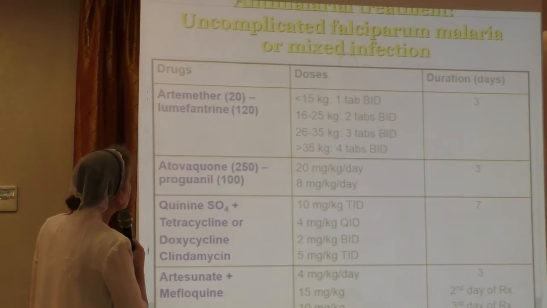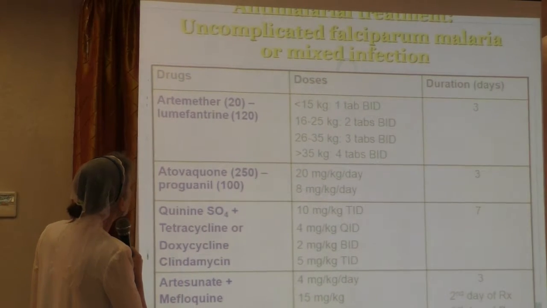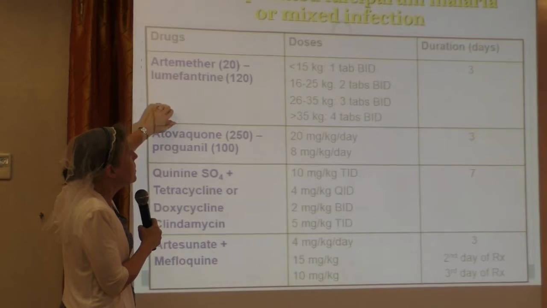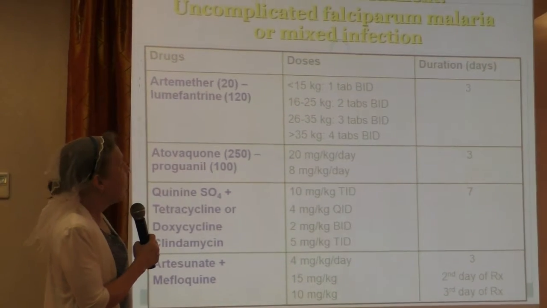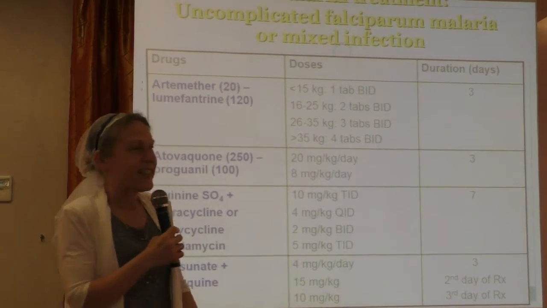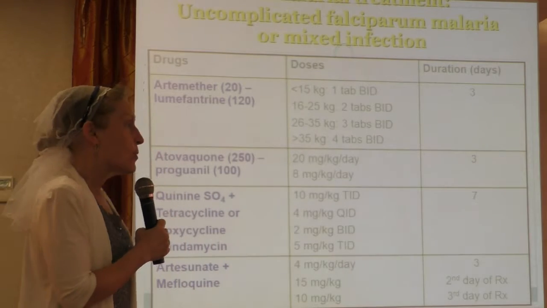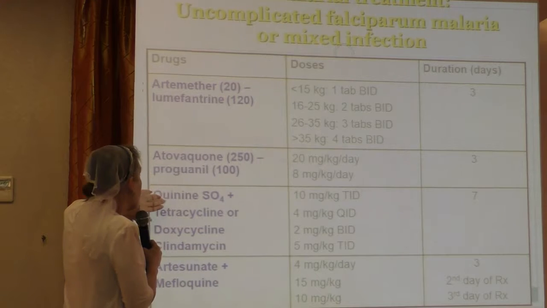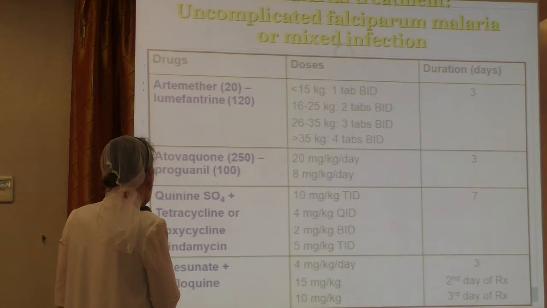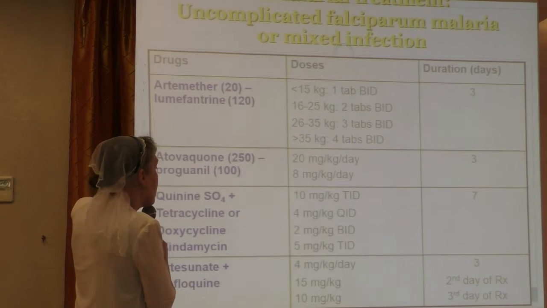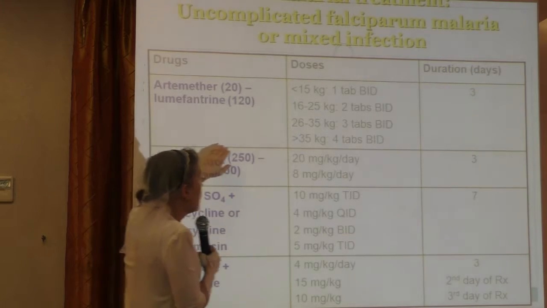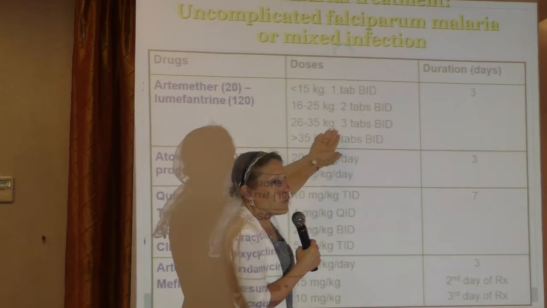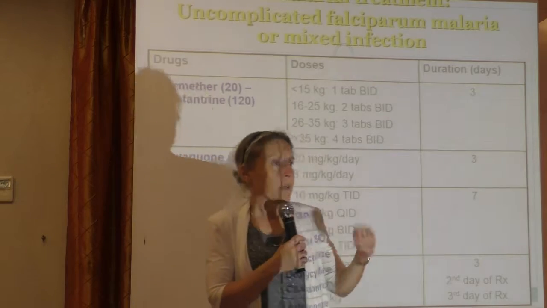So here are our drugs. Okay, these are for the uncomplicated infections. We gave out a whole lot of this: 1 tablet BID for 3 days. That was our major treatment that we used for malaria. And then we had patients on quinine. But these are all the uncomplicated patients. Most of our uncomplicated patients we treated with the first.